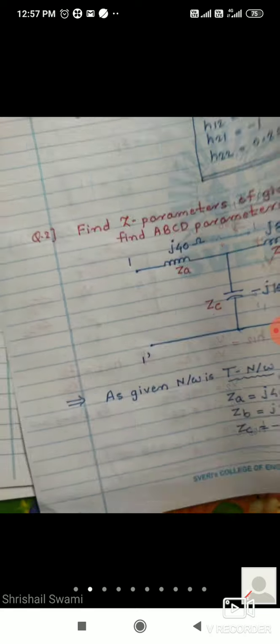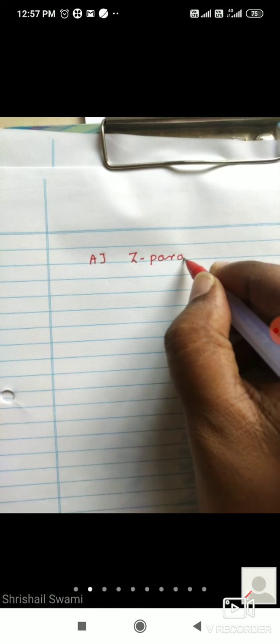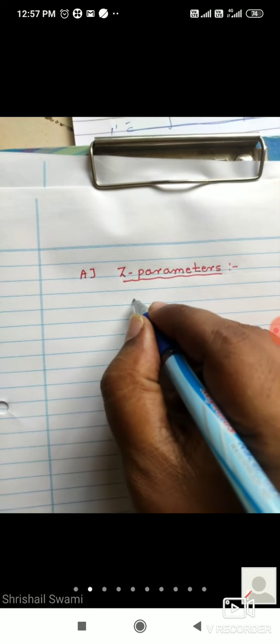Now next, once you know the ZA, ZB, ZC, you can directly find out the Z parameters. So already equations or formulas we know. So you can find out now. First of all, we are finding the Z parameters. So I will call it as A part. That is the Z parameters we can find out. So Z parameters of T network. So what is the formula for this one?